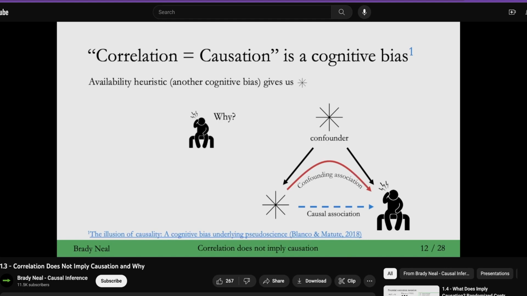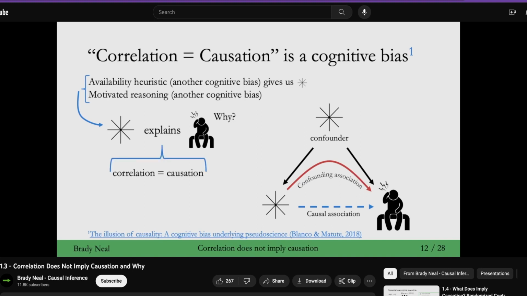Say you want to explain why you have a headache. You're saying, why do I have this headache? How can I not have a headache in the future? The way we might do this is come up with some star via the availability heuristic or motivated reasoning, which I'll talk about briefly. And given that that star is associated with our headache, we'll say, okay, that explains the headache, using the correlation equals causation cognitive bias.